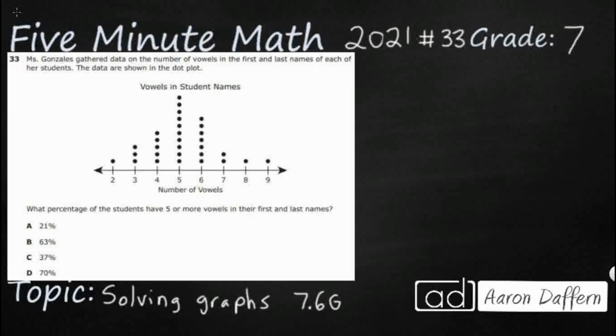So Ms. Gonzalez is gathering data on the number of vowels in the first and last names of her students. So we've got the data shown here on this dot plot. And it looks like it's a pretty simple dot plot here, but look at this. We need to translate this into percentage of students with 5 or more vowels. So in order to turn this into percentage, first we're going to need to turn this into a fraction. And that fraction is going to have to turn into a decimal. And that decimal is going to have to turn into a percent. So a little bit of work cut out in front of us here.